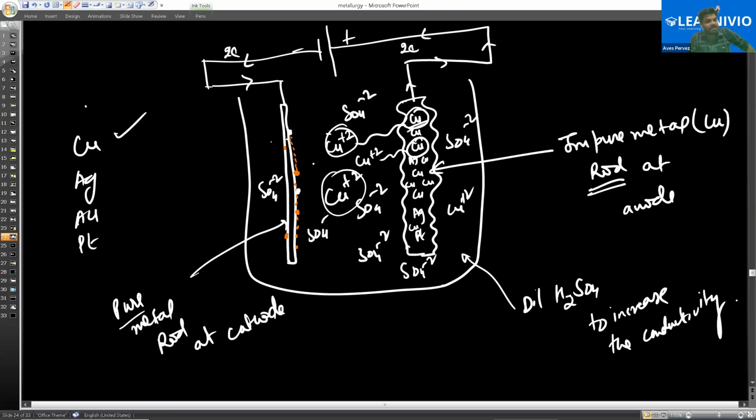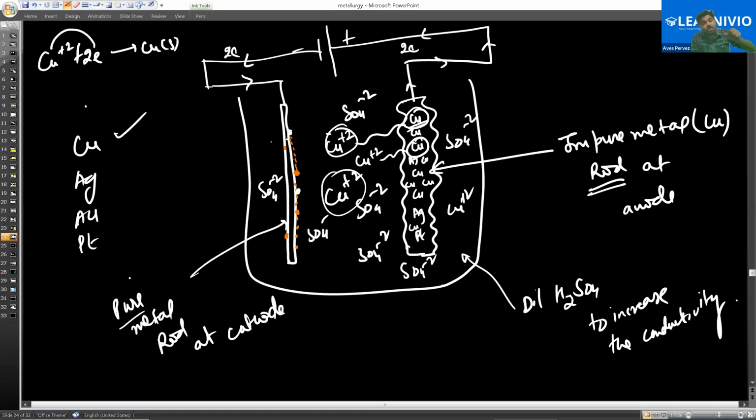When we pass the electricity, then at the cathode, the Cu2+ ion will get reduced. Reduction means addition of electrons. When the copper ion receives two electrons at the cathode, it will get converted into copper solid.